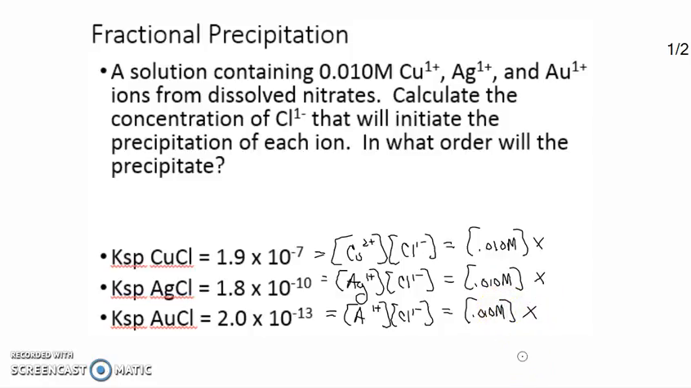So I was able to plug in 0.010 molar for the concentration of the copper, the silver, and the gold. And I plugged in x for the concentration of the chloride. So now it's just a matter of solving for x in each case.